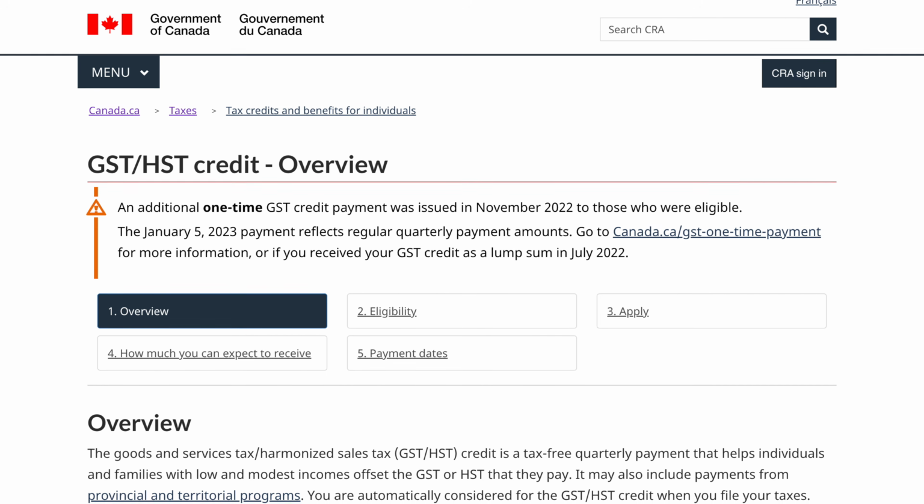As a low-income individual, you can be eligible for the GST/HST credit, which is basically a tax-free payment to help offset the GST/HST paid on basic needs. Eligibility for this credit is based on multiple factors.